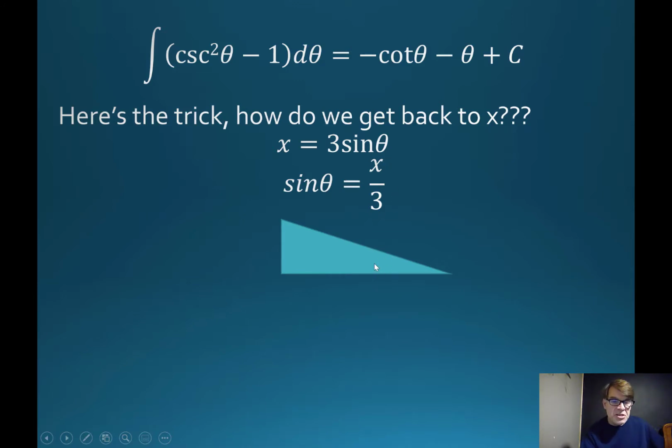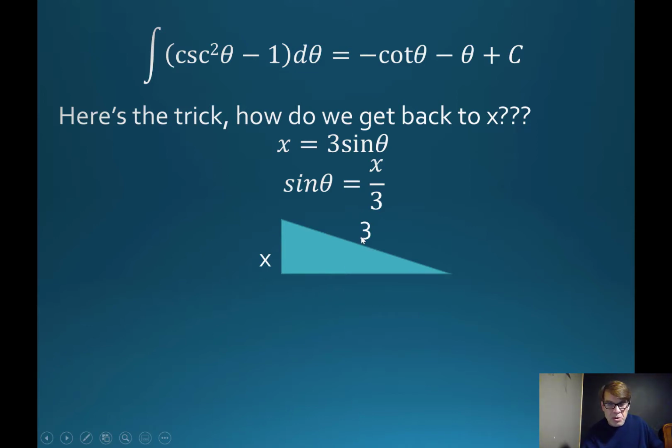Well, let's say that this is theta, right? Let's say that this angle right here is theta. Then what is sine? Sine is the opposite over the hypotenuse, right? Opposite over the hypotenuse. We can express x in terms of the sine of theta, and get back. We're going back to x. We're finding our way back to x. So what about this side? What is this side going to be?